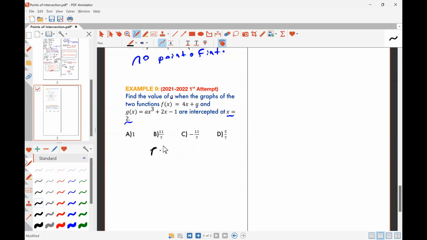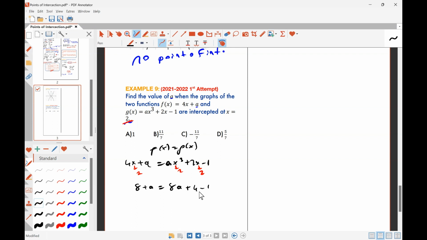Equalize the functions. F of x equals g of x. What is my f of x? 4x plus a. What is my g of x? A x cubed plus 2x minus 1. What do I know? I know that x is equal to 2. So all I have to do is plug in 2 for x and solve the equation. This is pretty simple. 4 times 2, 8. 8 plus a equals 2 cubed is also 8, 8a plus 2 times 2 is 4 minus 1.